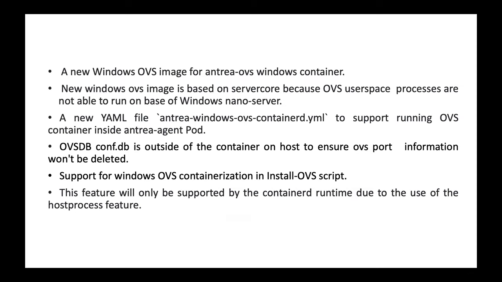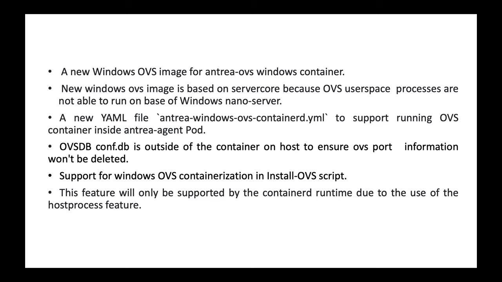A few things we did while doing this. A new Windows OVS image was created for the Antrea OVS Windows container. We created a new Windows OVS image based on server core because OVS user space processes had some dependencies such as OpenSSL and vcredist, which were not able to run on an image based on nano server. Currently the Antrea Windows base image is based on nano server, and on that we cannot have the dependencies of OVS which are required to run the OVS commands. So we needed a base image based on server core. For that reason, we have created a new image specific to the OVS container in the case of Windows.